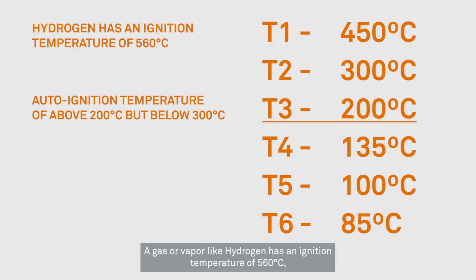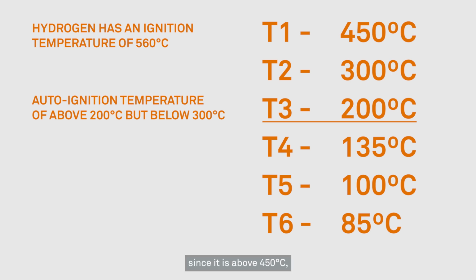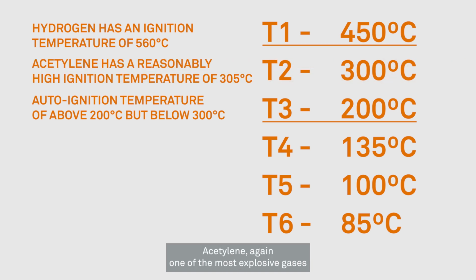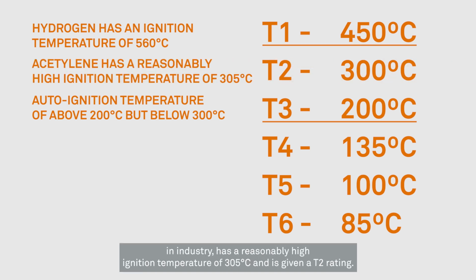A gas or vapor like hydrogen has an ignition temperature of 560 degrees C. So since it is above 450 degrees C, we would assign H2 a T1 T code. Acetylene, again, one of the most explosive gases in industry, has a reasonably high ignition temperature of 305 degrees C and is given a T2 rating.